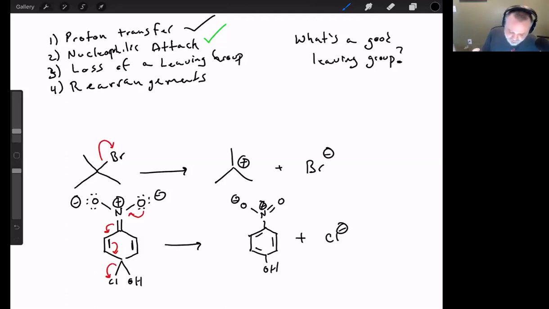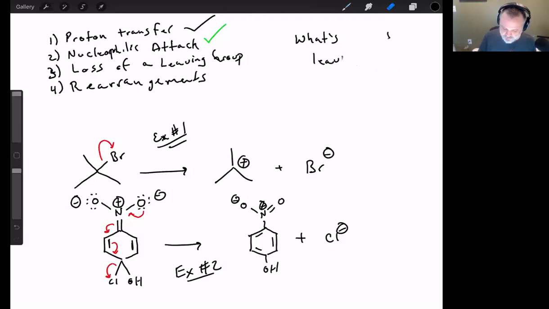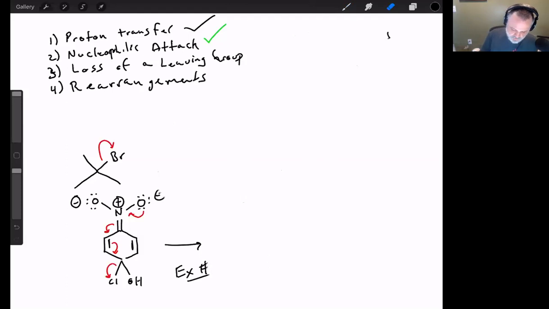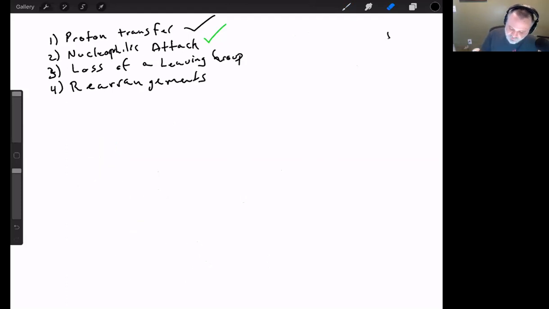So it could be as simple as example number 1, but it might be more complicated like example number 2. Does anybody have any questions about that real quick? I want to pause a beat because that's all I want to say about loss of a leaving group. Okay. So I feel like I have earned my check mark there.